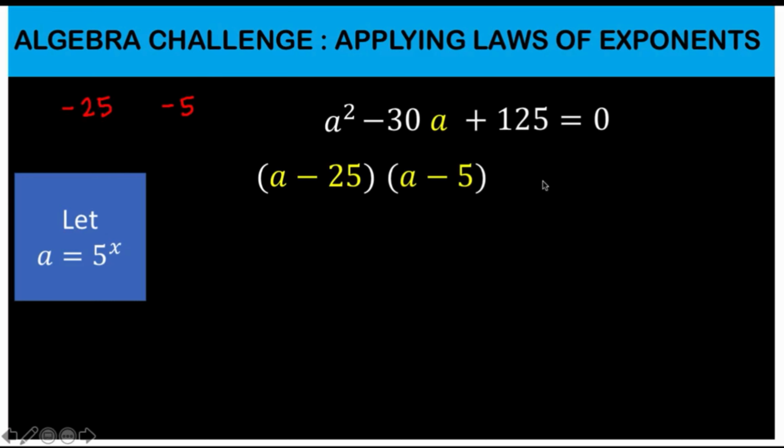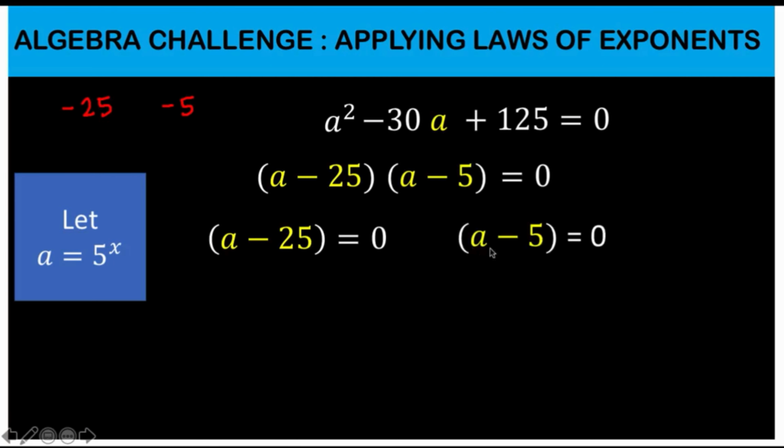The product is 0. And when the product of two factors is 0, one of these factors must be equal to 0. Either the first factor is equal to 0 or the second factor is equal to 0. And solving the left side for a, we get a equals 25. And solving the right side for a, we get a equals 5.